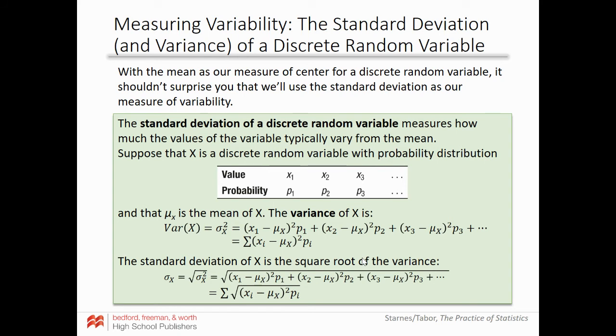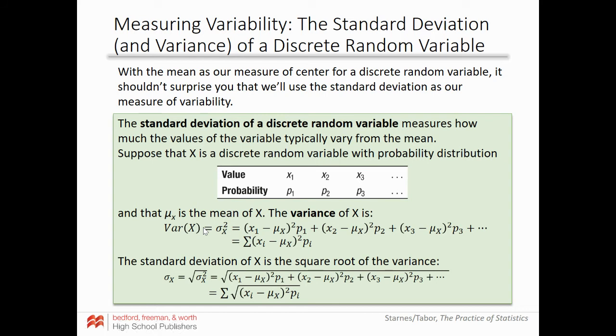And again, this formula looks very messy, but it's not too bad, okay? The standard deviation of a discrete random variable measures how much the values of a variable typically vary from the mean, all right? So suppose you have the random variable x with values x1, x2, x3 and probabilities p1, p2, and p3. So we find the mean, and we'll just call it x. That mean is mu x, all right? It's some number. The variance, remember, is the standard deviation squared, the only difference.